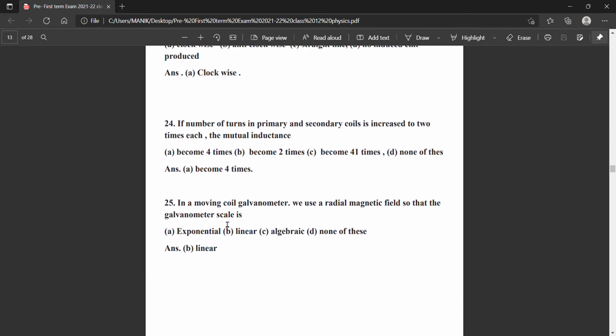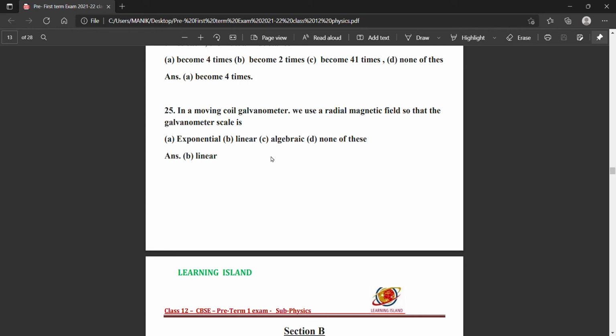Question number 24: if the number of turns in the primary and secondary coil is increased to 2 times each, the mutual inductance will be 4 times. The answer is option A. Question number 25. In a moving coil galvanometer, we use a radial magnetic field so that the galvanometer scale is linear. Here the answer is linear, because the galvanometer scale should be linear. Otherwise, we will not be able to understand the figure properly. Here the mechanism is such that this becomes linear. So the answer is linear.